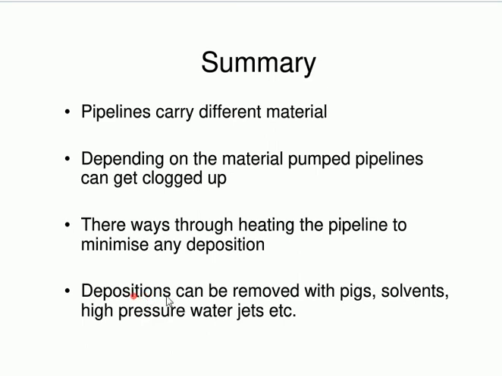If there are depositions, they can be removed with pigs, solvents, and high-pressure water jets. Yeah. So again, from what I can see, it's probably just the solvents and the high-pressure water jets that are a solution for factories. Scraper pigs are probably for big pipelines as well, especially if it's like crude oil and things like that. A lot of stuff gets picked up with crude oil, and it might be deposited on the pipeline wall. So you need a pig to try and get rid of this stuff and pick it up.